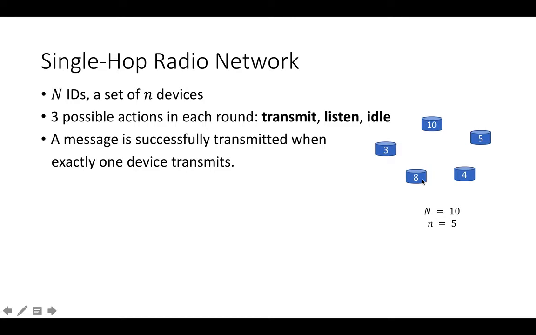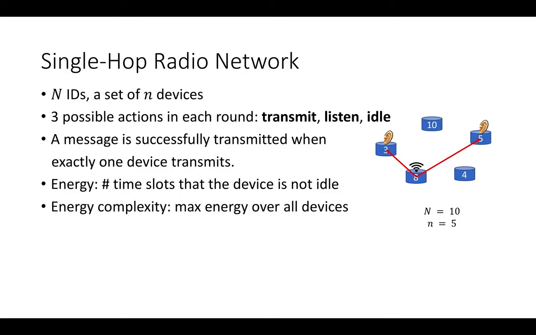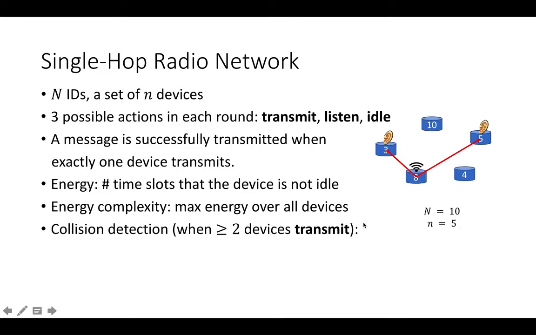A message is successfully transmitted when exactly one device transmits, and we measure the energy of a device as the number of time slots that this device is not idle. So both transmit and listen will cost 1 unit of energy. And the energy complexity of an algorithm is measured as the maximum energy over all devices. The motivation to define this energy complexity is that in radio networks, often energy is the scarcest resource for devices.